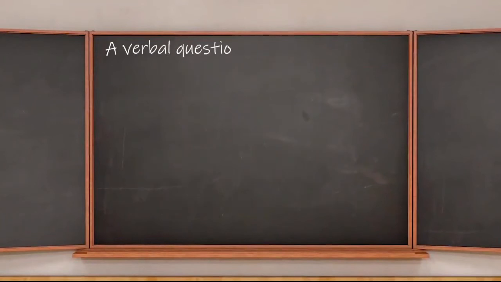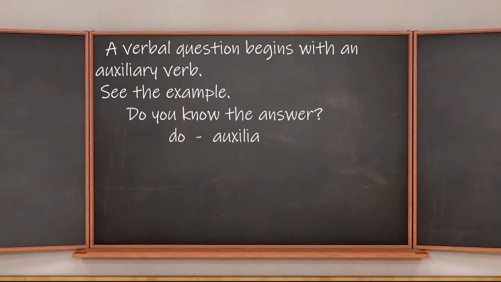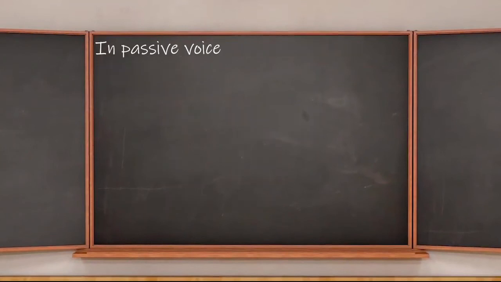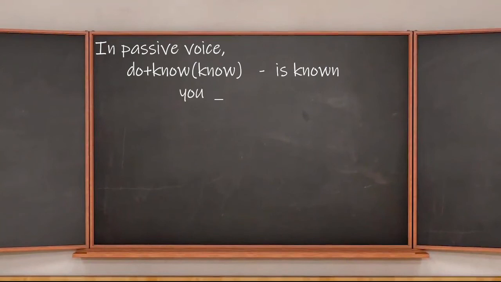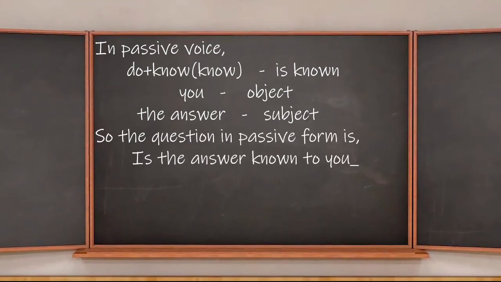A verbal question begins with an auxiliary verb. See the example. Do you know the answer? Do is the auxiliary verb, you is the subject, know is the main verb. The answer is the object. In passive voice, do plus know becomes is known, you is the object, the answer is the subject. So the question in passive form is: is the answer known to you?